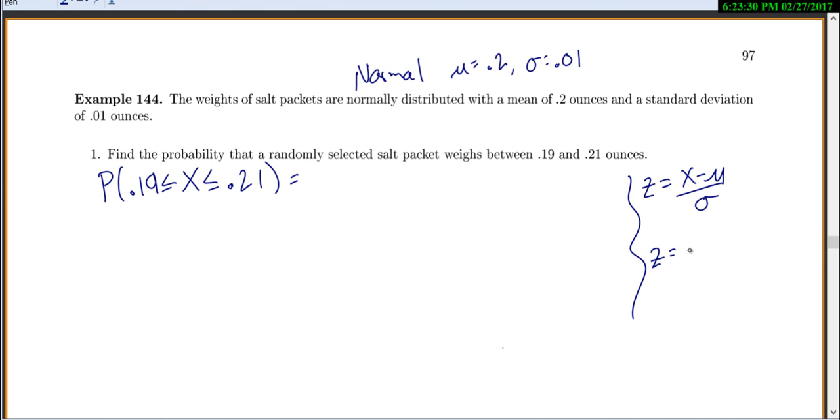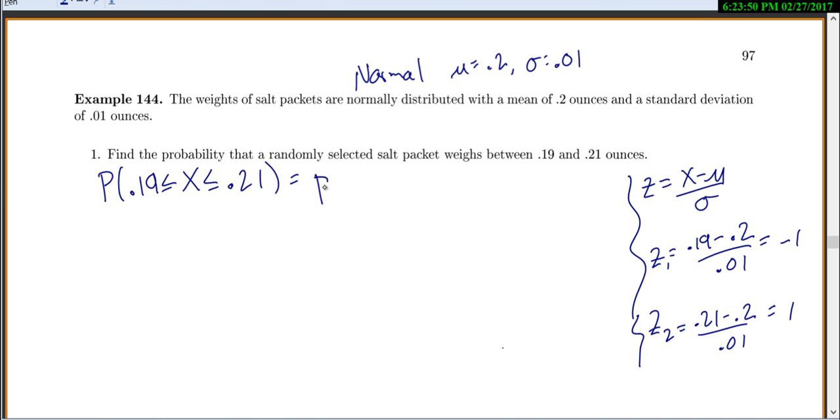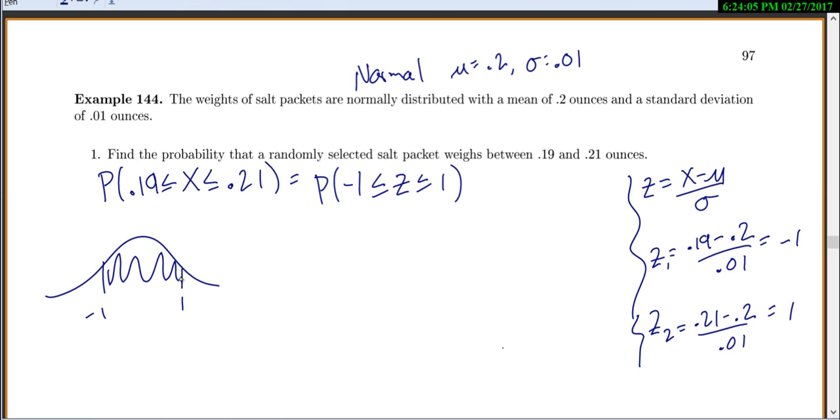And so my first x value is 0.19 minus our mean of 0.2 divided by our standard deviation of 0.01, gives me -1. And our second z-value, we'll do the 0.21, gives me +1. Okay, so we found our z-values. So this is really the probability that z is between -1 and 1. So we're looking for the probability in between.